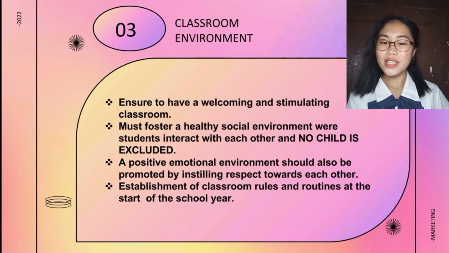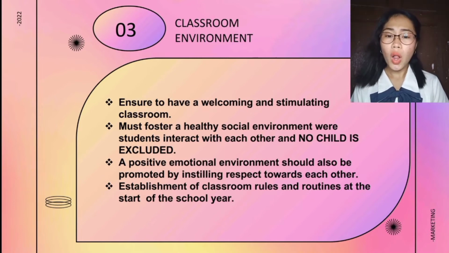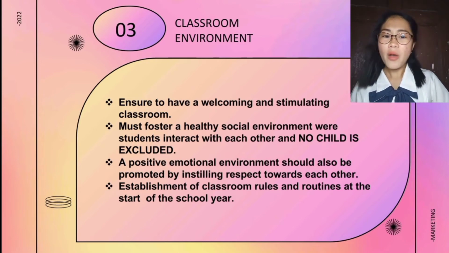Second, must foster a healthy social environment where students interact with each other and no child is excluded. Like what I have said earlier, always promote inclusive learning environment for the learners, just like what the main objective of sustainable development goals in having quality education is to have the rule, no child left behind. How could this be done?